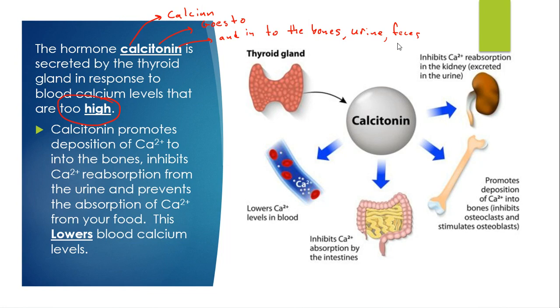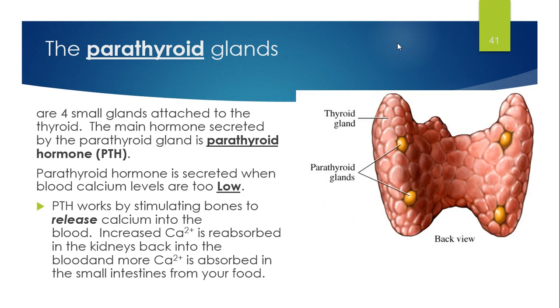Now, if they get too low, that's going to prevent your blood from clotting. It's going to cause muscle cramps. It's going to cause all sorts of other problems. So when that happens, another hormone is released from another set of glands called the parathyroid glands, and the hormone is called the parathyroid hormone. The parathyroid glands are embedded within the thyroid, and their job is to secrete PTH, parathyroid hormone, when your blood calcium levels get too low.